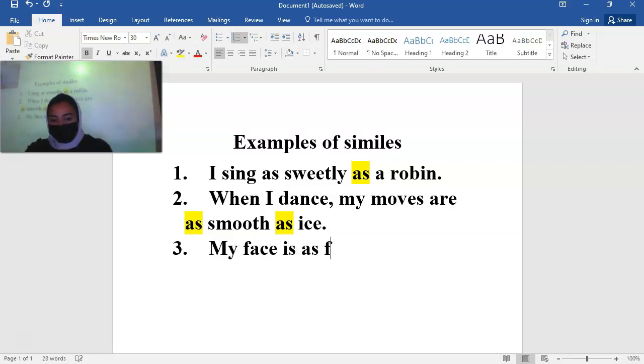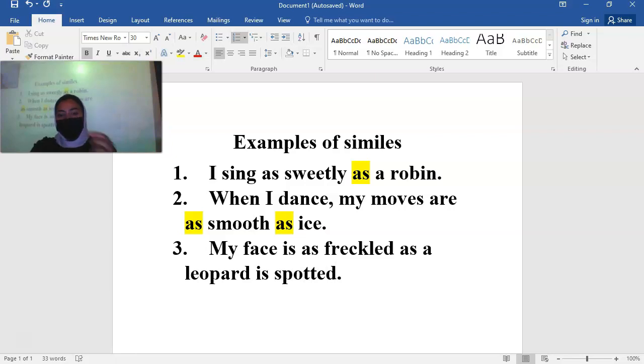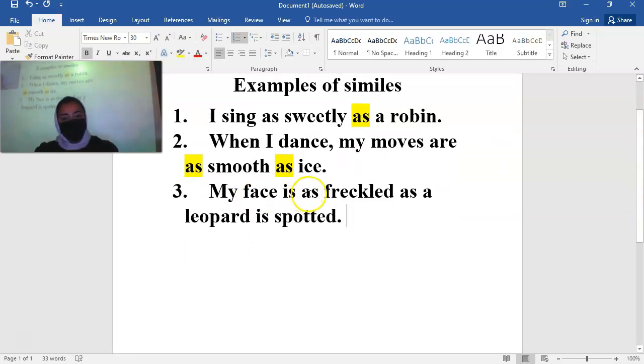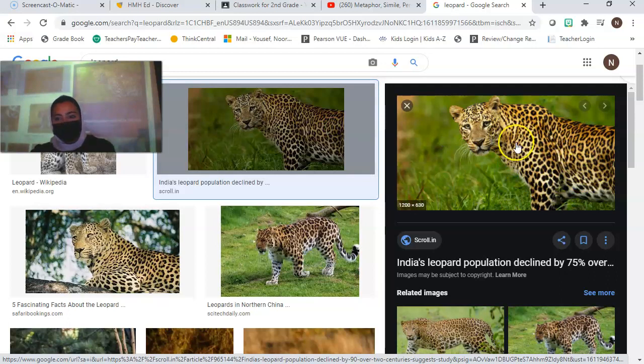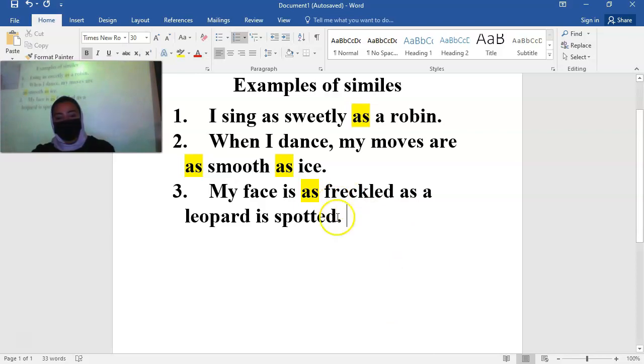My face is as freckled. What does it mean to have freckles on your face? Like those dots, those polka dots on your face. My face is as freckled as a leopard is spotted. So here they're comparing your face to a leopard. What is a leopard? It's a big, wild cat. Here's a picture of a leopard. Look how the leopard is spotted. Look at the skin or the fur. It's spotted. So this person is comparing the freckles on their face to the spots on a leopard. And you can do that too, because remember, you're writing about how unique you are. Not everyone in the world has freckles, but some people do, right? It makes people unique. All right.